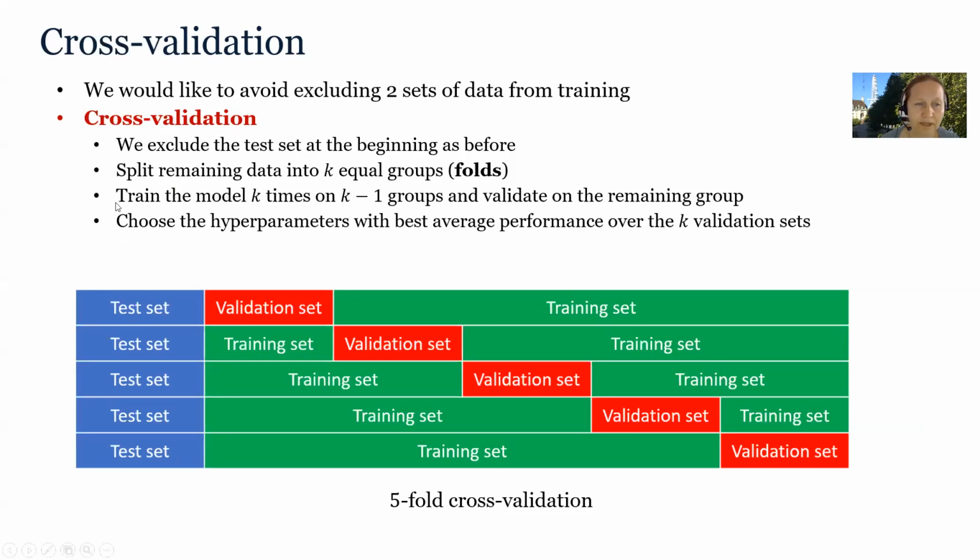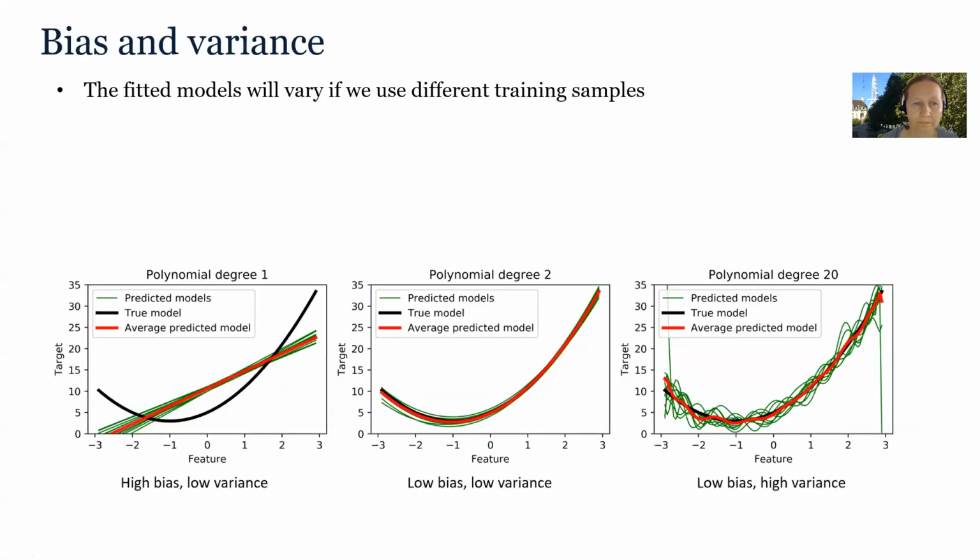And now we will train the model k times, and each time we will have a different validation set. So a different group will be chosen for the validation set, and the remaining k minus 1 groups will be used as the training set. And then we choose the hyperparameters with the best average performance over the k validation sets. And this diagram shows an example of 5-fold cross-validation.